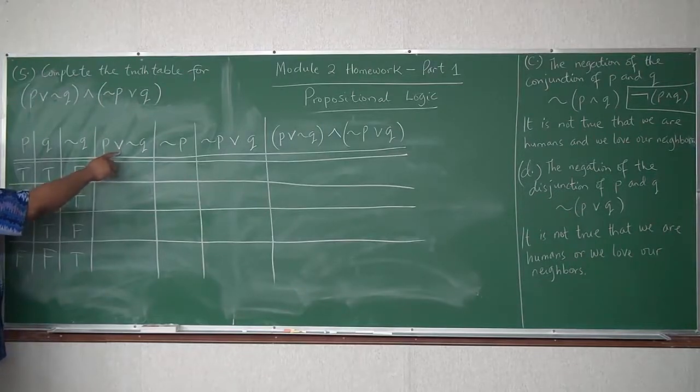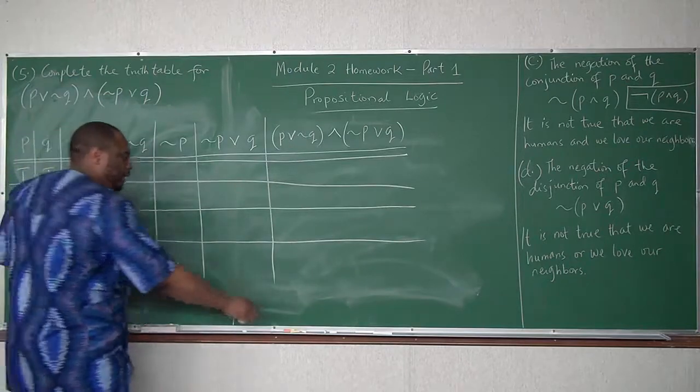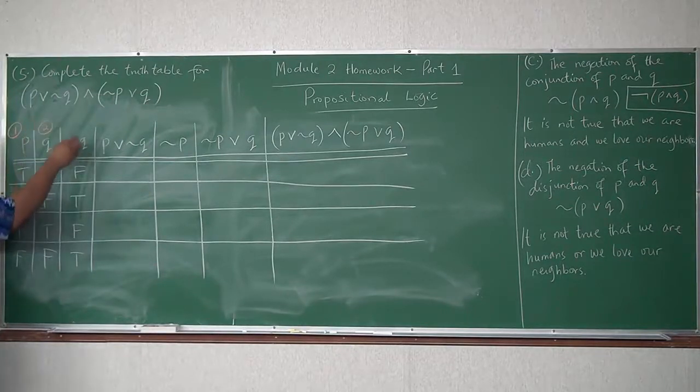If you like to number the columns, that's up to you. Some people learn it better if the columns are numbered. Let me number these columns, but the subsequent ones I don't think I will number. We can call this column 1, column 2. Now column 3 is the negation of column 2.